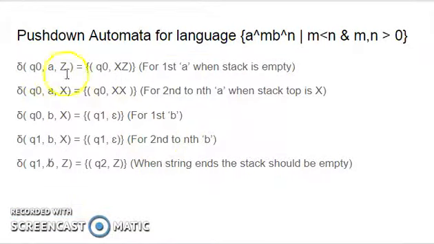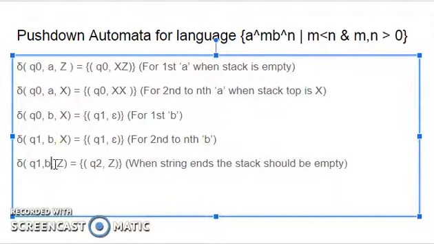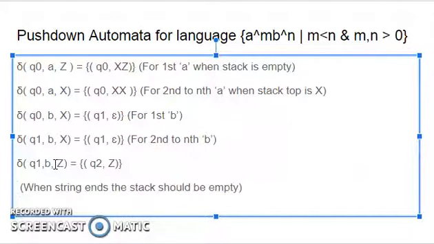Okay, I have taken the same as a raised to n, b raised to n. We'll make changes in that. So 1, 2, 3, 4. Till here it is same. For every a, push x. For every b, pop. Okay. Now when you read a b, top was empty, right? Okay. So go to next state, Q2, and let Z be as it is.